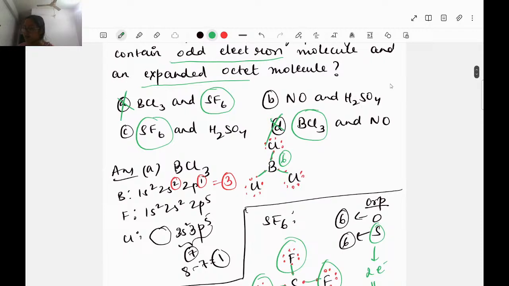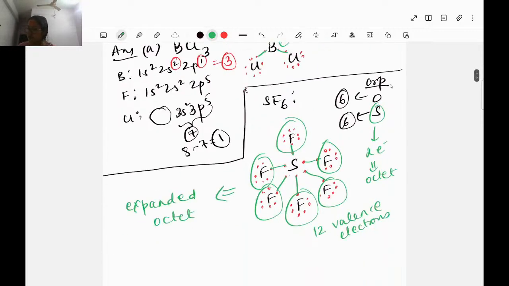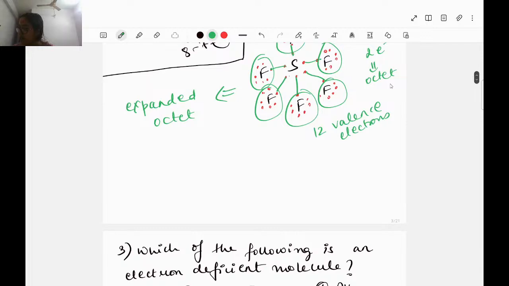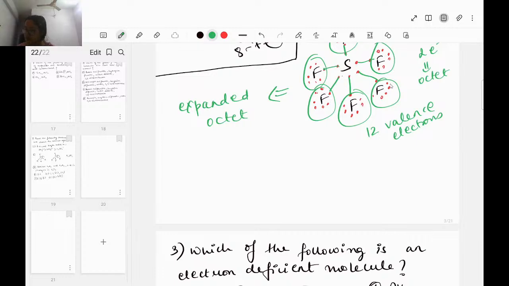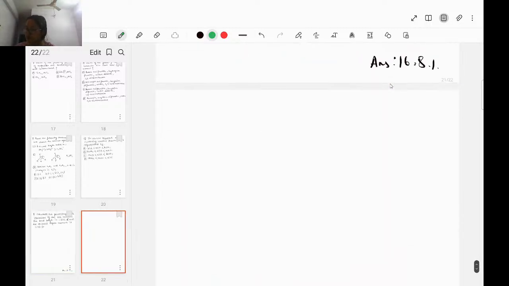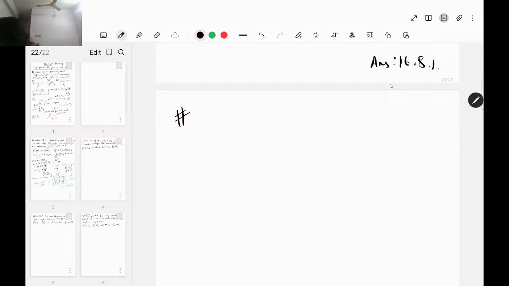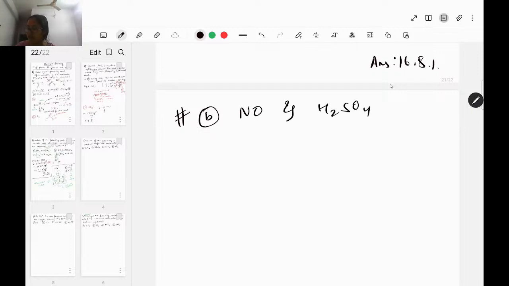Okay, so now let us see options B and C. Let's start with B. Just a minute, let me add a page. What did we have? We had NO. So the B had NO and H2SO4. Let us see how NO bonds. It is very important to know the Lewis dot structure because questions based on Lewis dot structure come a lot in JEE.